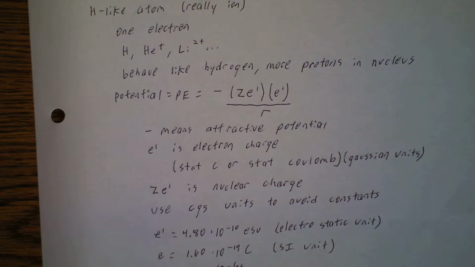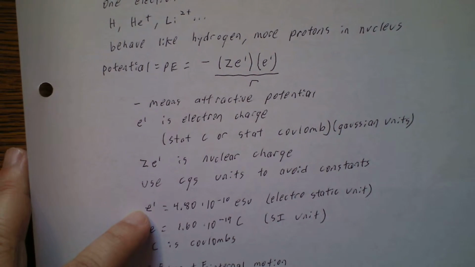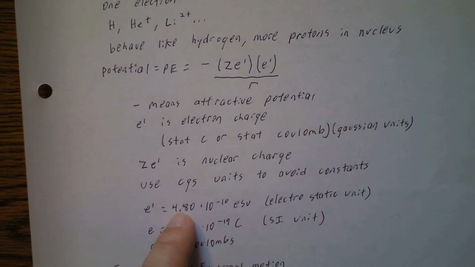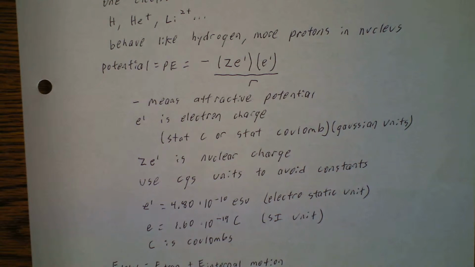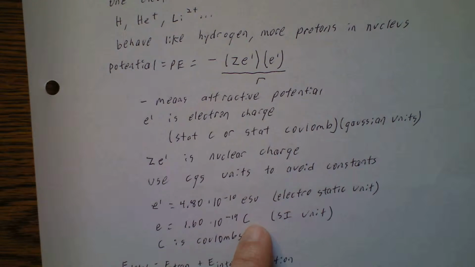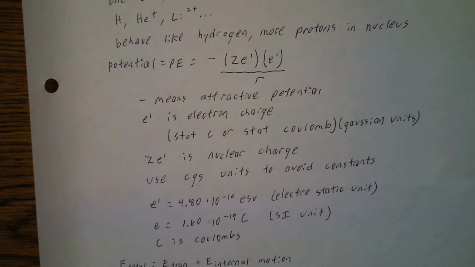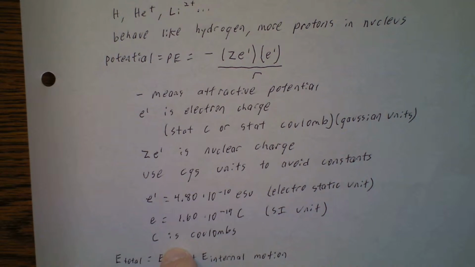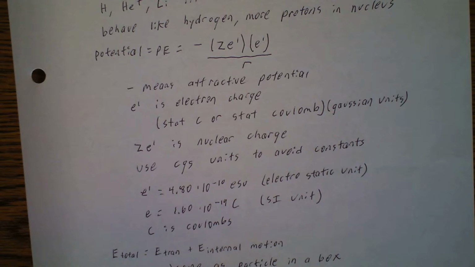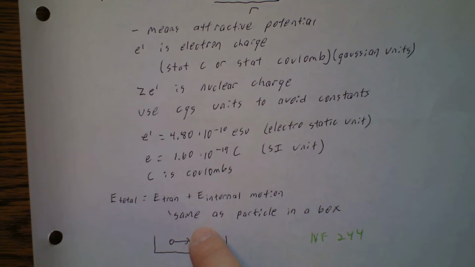Now we're going to be using CGS units for these calculations, because then we can avoid having to use any constants. So we get e prime equal to 4.8 times 10 to the negative 10 ESU, which is electrostatic units. And then e is going to be 1.60 times 10 to the negative 19 coulombs. That's the SI unit.